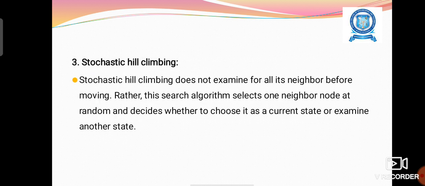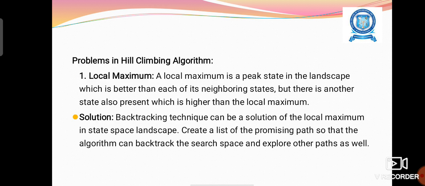Stochastic hill climbing. This is the hill climbing which does not examine all its neighbors before moving. Rather, this search algorithm selects one neighbor node at a time at random and decides whether to choose it as the current state or examine another state.